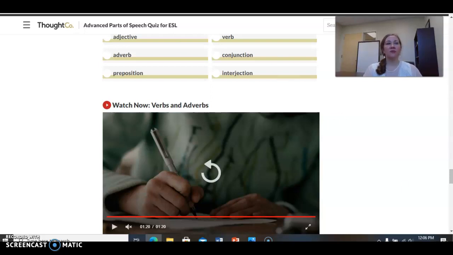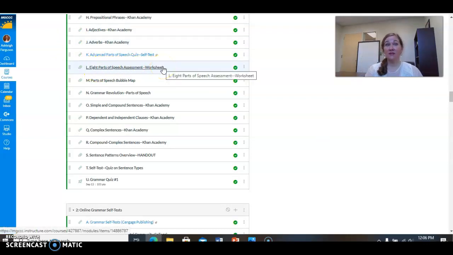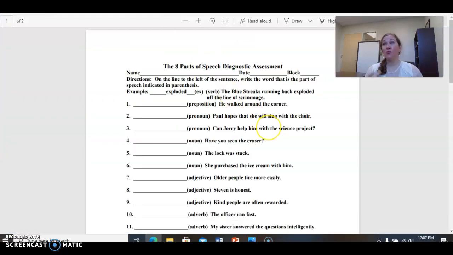If you're kind of old school, I know some of you like a hard copy worksheet if you're a tactile or visual learner and you want it in your hands. You're going to notice there's also letter L, the 8 parts of speech assessment worksheet. When you click on that, if you want to print it out and write on it, you can. However, you can just look at this and do it in your head to know that you know the correct answers. If you're not sure about any of these, you can just email me. And again, this is not for a grade, it's for practice.